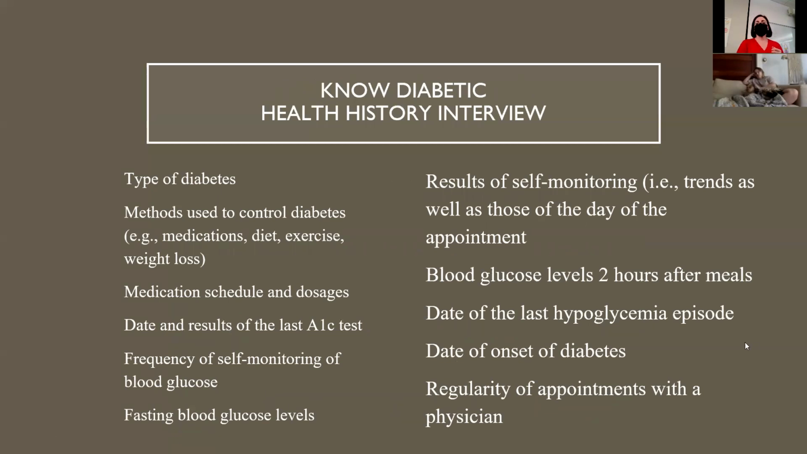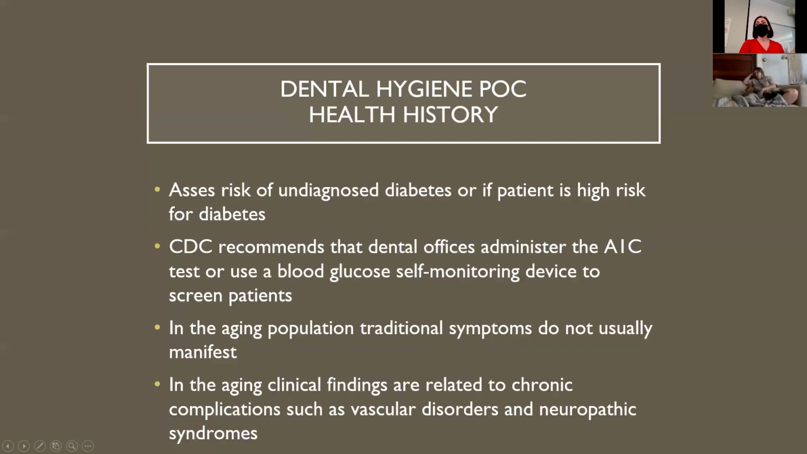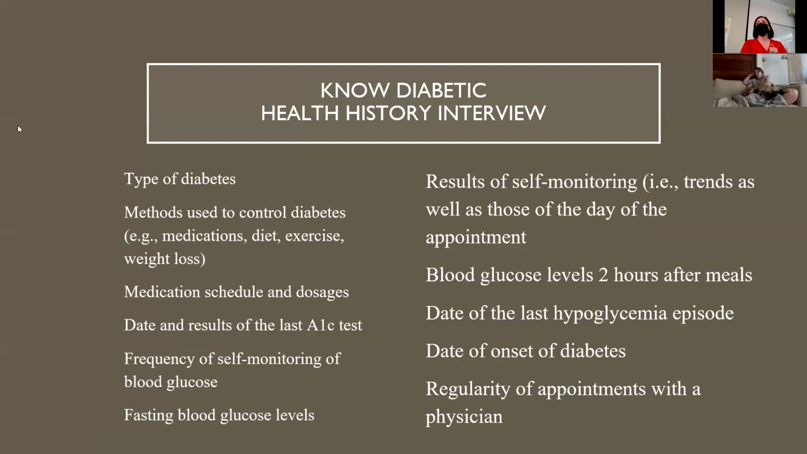Here are lots of different things to think about with your patient. The previous slide was more for if you don't know that your patient is diagnosed, or if the patient does not know, should I say, that they are diagnosed with diabetes. These are some things to think about when assessing their risk. But this next slide is more for if you have a patient that you definitely know has diabetes. So these are some things that you should include in your patient interview.